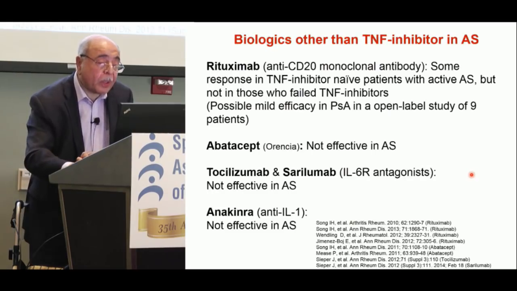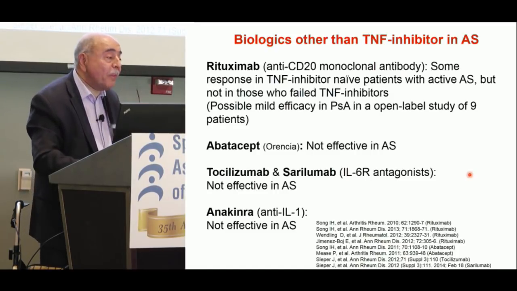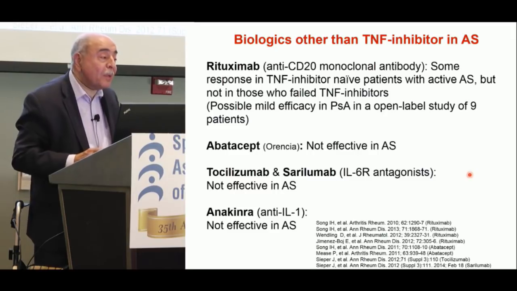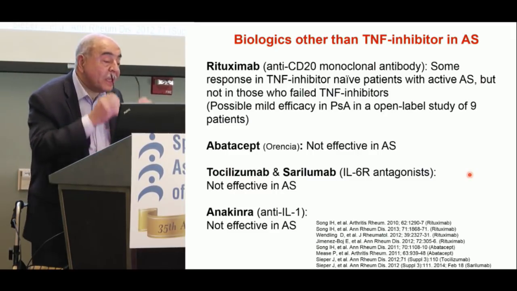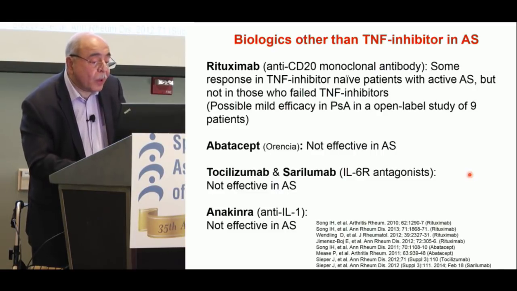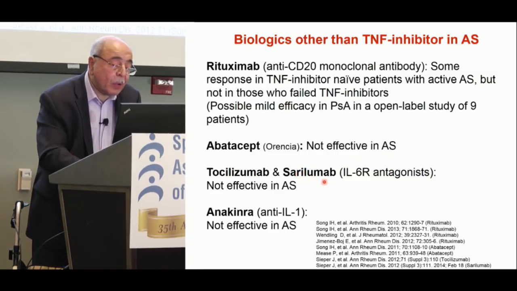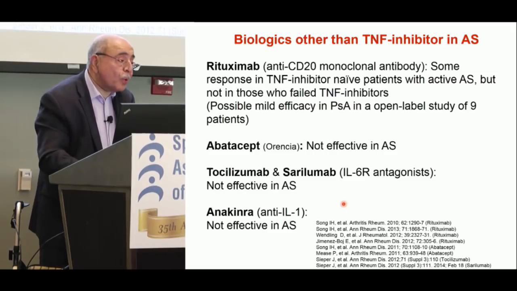Now, what about other drugs that are very effective for rheumatoid arthritis? The two diseases are very different. What works for rheumatoid arthritis doesn't mean it would work for ankylosing spondylitis. So rituximab is very effective for rheumatoid arthritis, but in AS the data were not that good. Abatacept doesn't work in spondylitis, inhibitors of interleukin 6 are also not effective, and anakinra, which targets interleukin 1, is also not effective.